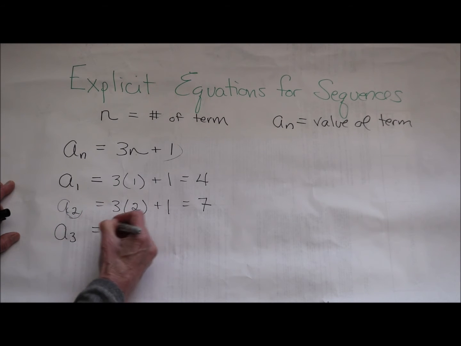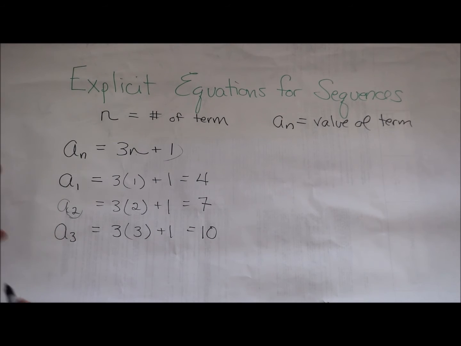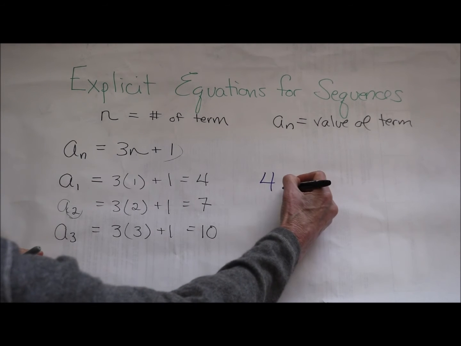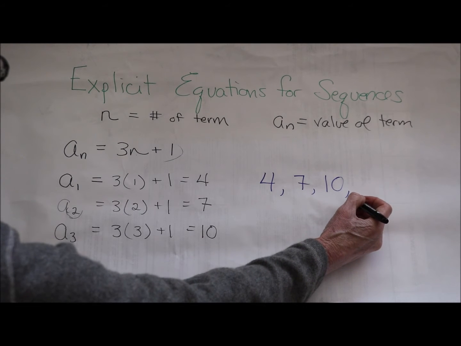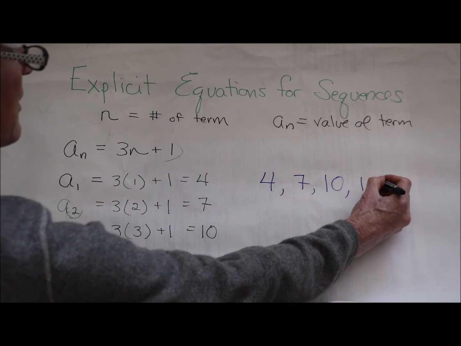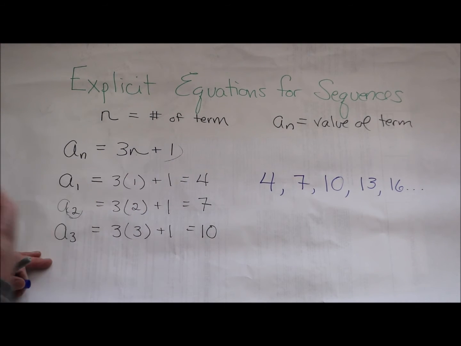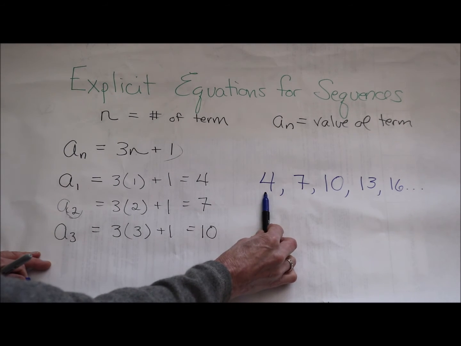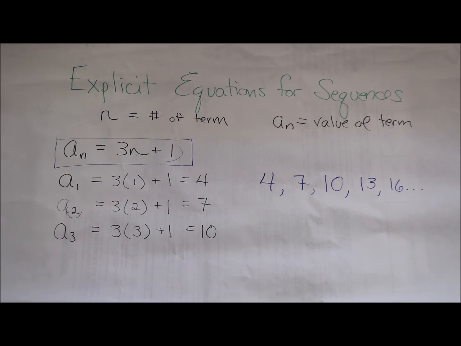A sub 3, well, I'm going to replace my n with 3. That gives me 3 times 3, 9, a 10 for my next term, and so on, and so on, and so on. So my sequence is 4, 7, 10. Wait, I'm seeing a pattern. What do you think is going to come next? Sure, 13, 16. Oh my gosh, this is an arithmetic sequence. My first term is 4, and I'm adding 3 each time. This is an explicit equation that generated this arithmetic sequence.